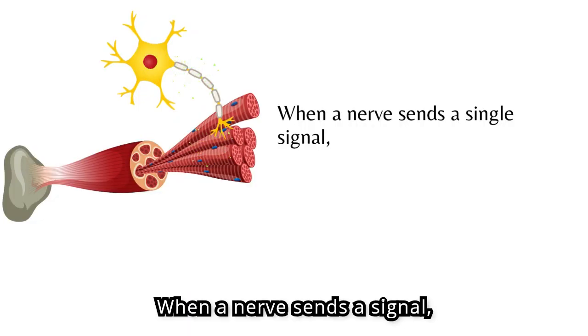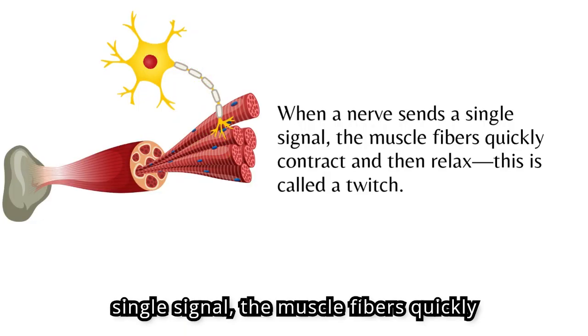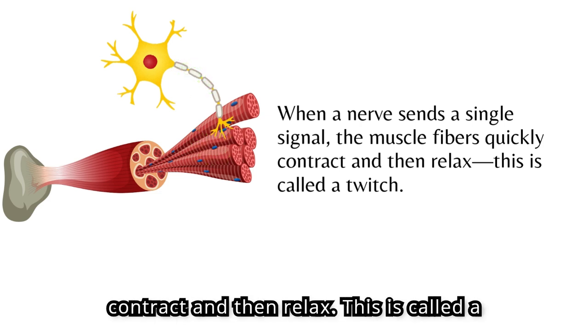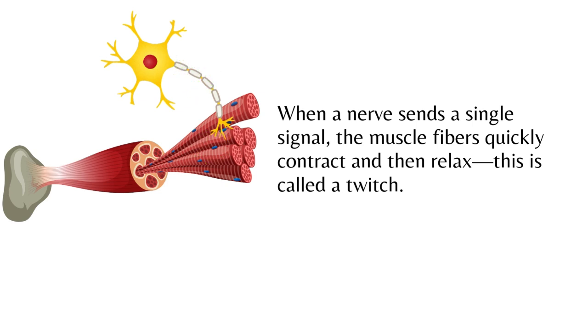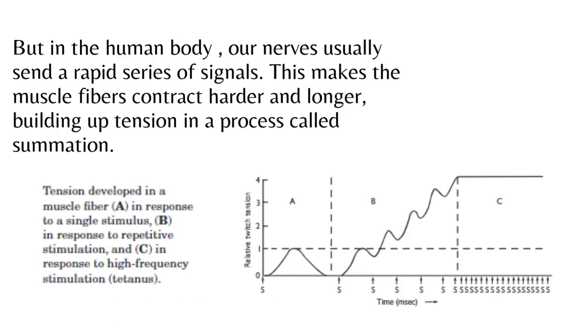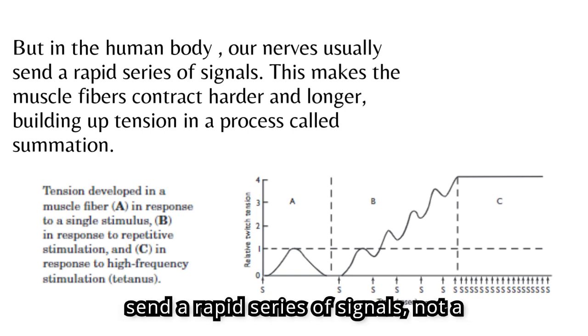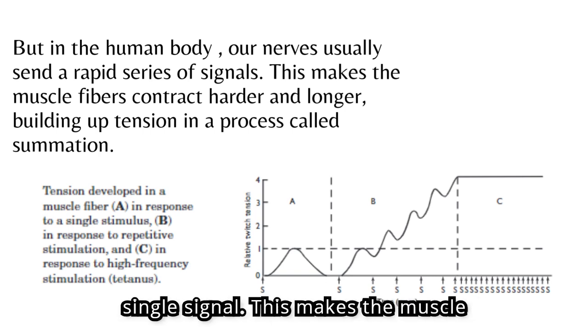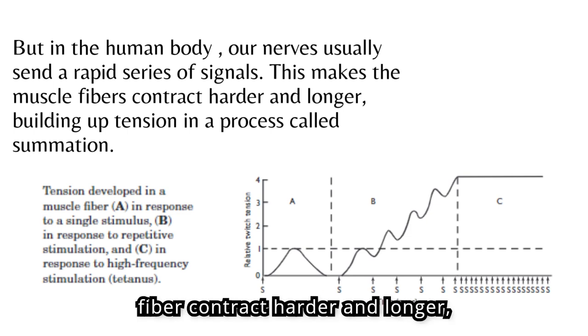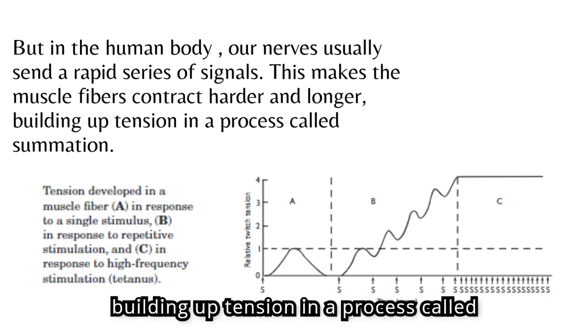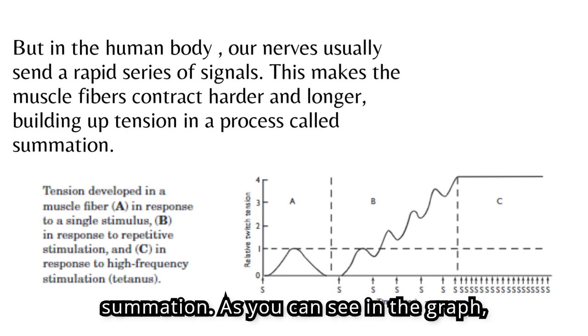When a nerve sends a single signal, the muscle fibers quickly contract and then relax. This is called a twitch. But in the human body, our nerves usually send a rapid series of signals, not a single signal. This makes the muscle fiber contract harder and longer, building up tension in a process called summation.